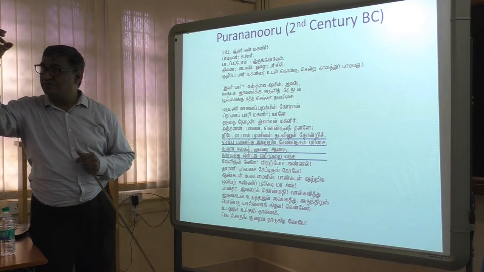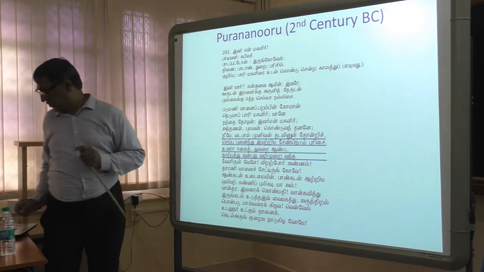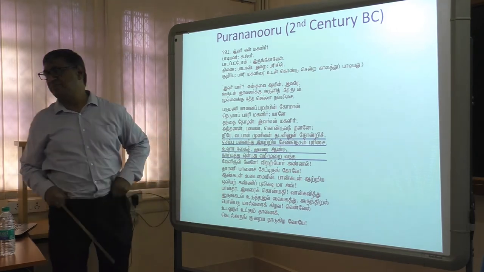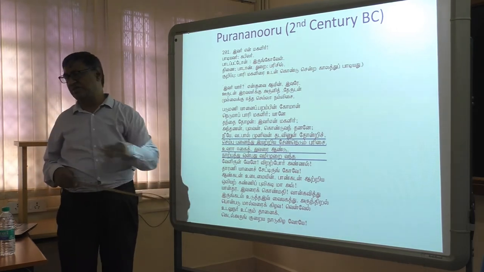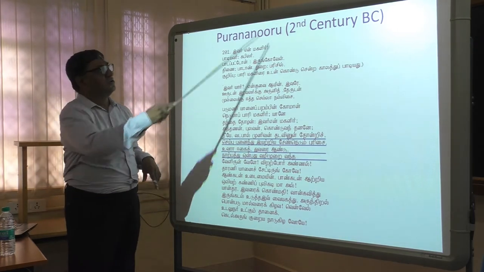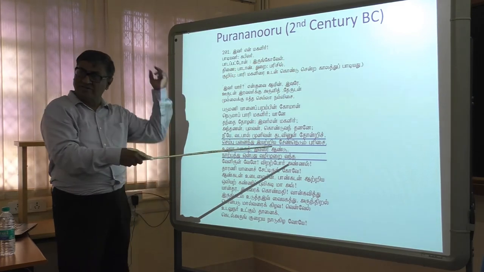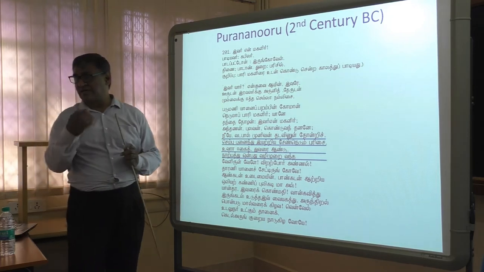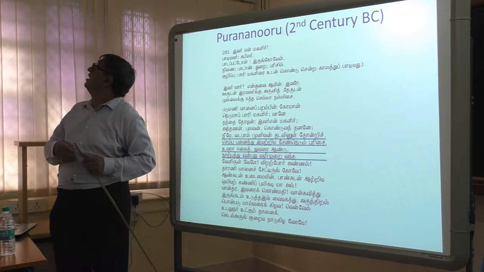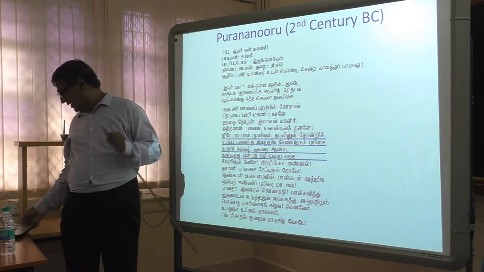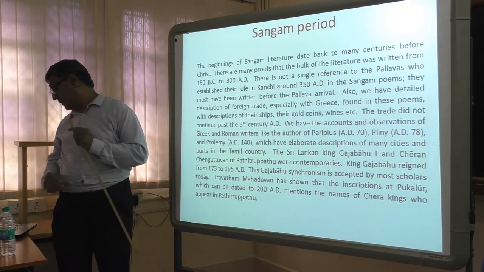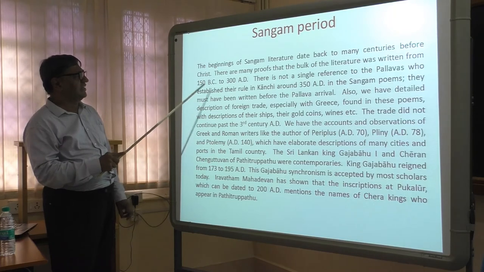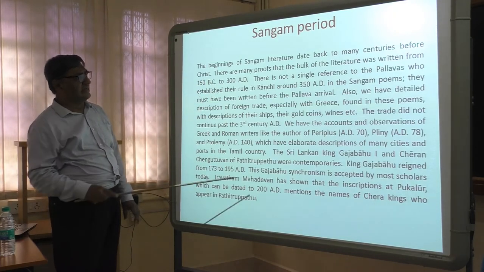You come from the line of Agastya. This was written in the 2nd century BC. The Sangam period is from about 300 BC to 300 AD. So in that period, this poem talks about a king who has come from that line, from Dwaraka. It shows the decline of the Indus Valley and then the move into the Sangam period.